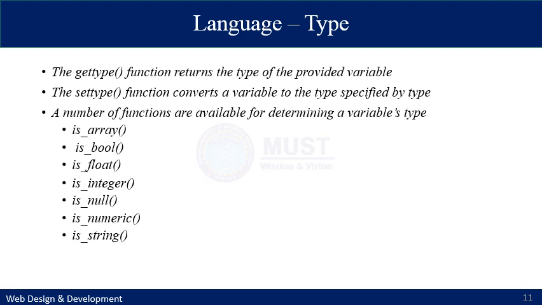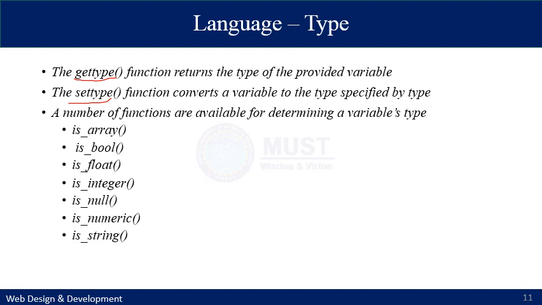There are many methods that help you to get and set the type of variables. For example, the most commonly used, the getType function, returns the type of a provided variable. If you want to inquire the data type of a variable, you can find out using getType. If you want to manually set the type of a variable, you can do it using the setType function, which converts a variable to the type specified by the setType function.